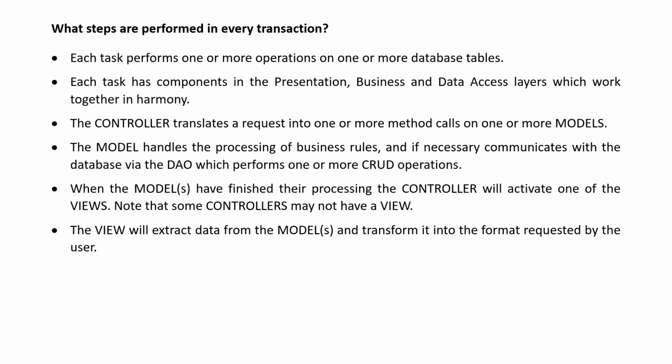What steps are performed in every transaction? Each task performs one or more operations on one or more database tables. Each task has components in the presentation, business and data access layers which work together in harmony. The controller translates a request into one or more method calls on one or more models. The model handles the processing of business rules and, if necessary, communicates with the database via the DAO, which performs one or more CRUD operations. When the models have finished their processing, the controller will activate one of the views. Note that some controllers may not have a view. The view will extract data from the models and transform it into the format requested by the user.